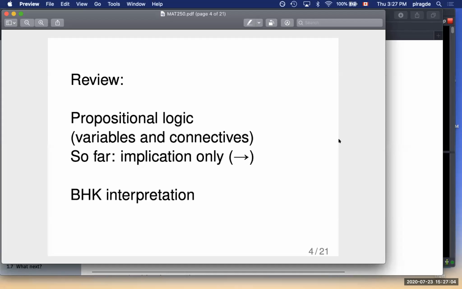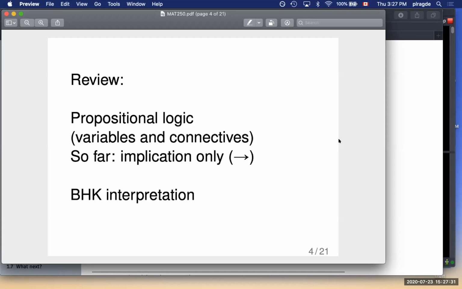But so far, all we have is one connective, which is implication. And Taras has stressed the Brouwer-Heyting-Kolmogorov interpretation. There's going to be interpretations for all these connectives. Do not panic at this point. I don't know how to speak Russian. I thought what the transcript did with Taras's Russian was really hilarious.